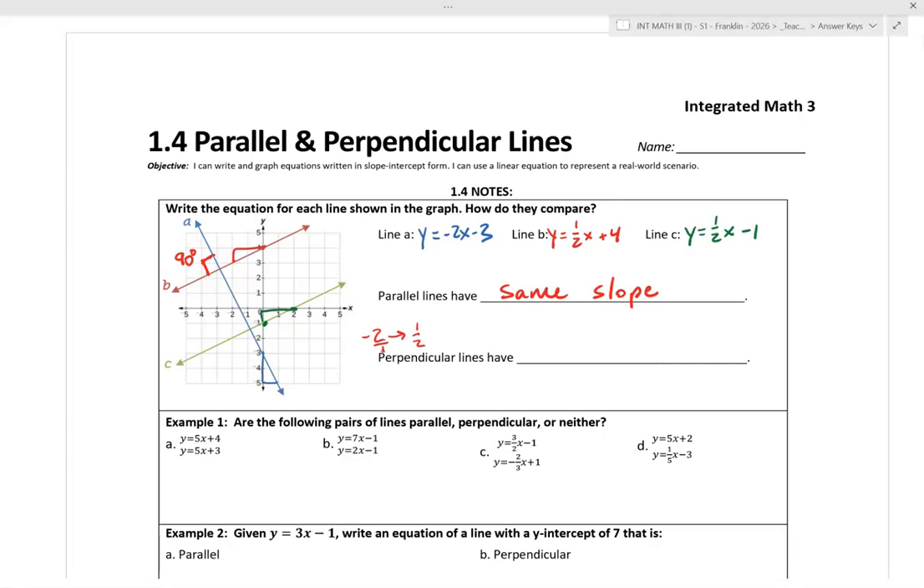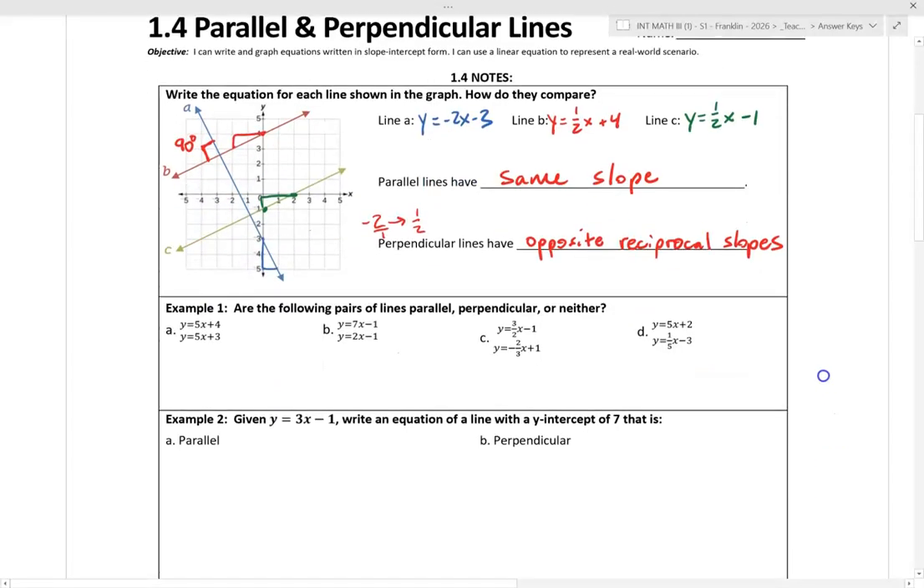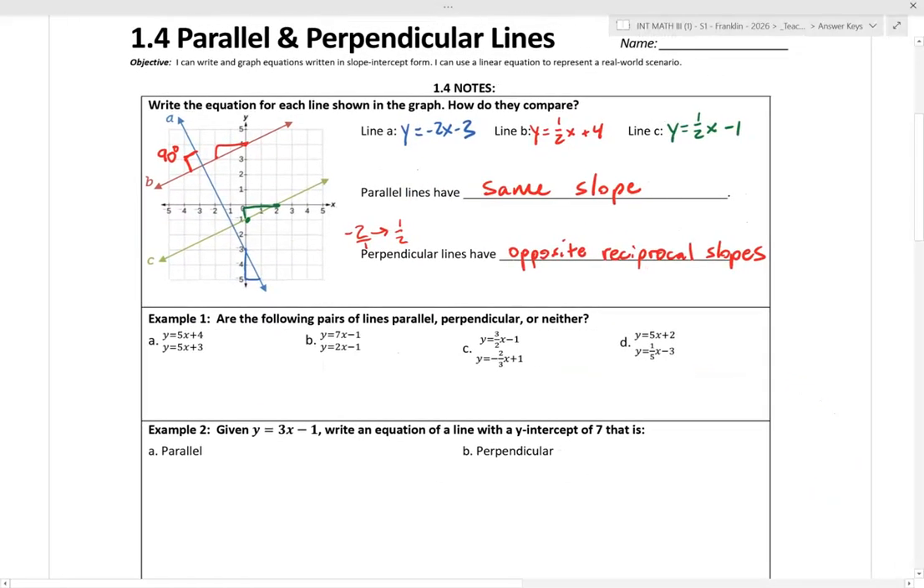And so for two lines to be perpendicular, they have to have two of these things be true. Both things have to happen. First of all, their slopes have to be opposites, because that's positive and negative. Then they have to be reciprocals. So they have opposite reciprocal slopes. It can't just be opposite, it can't just be reciprocal, it has to be both for those two lines to be perpendicular. So let's compare some lines down here and see if they are parallel, perpendicular, or neither.